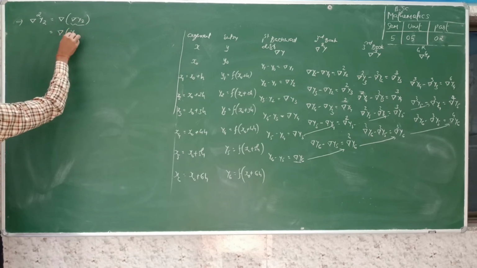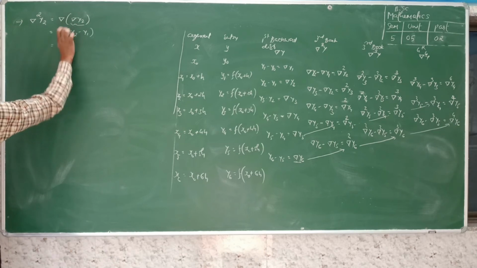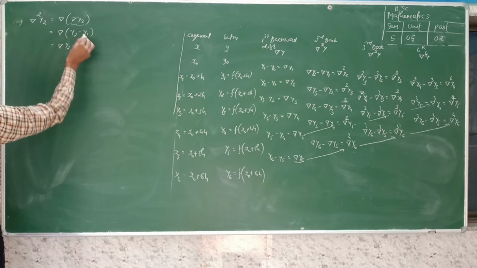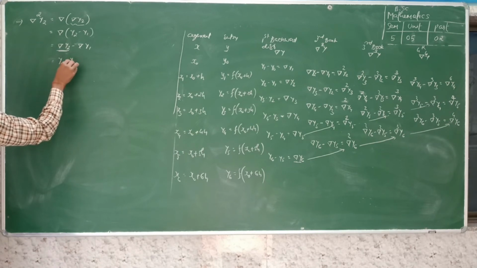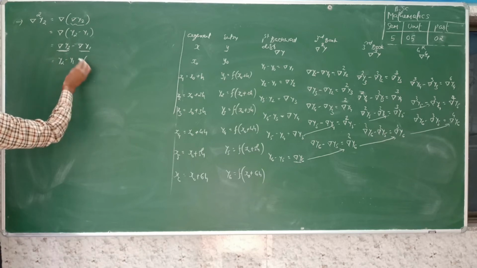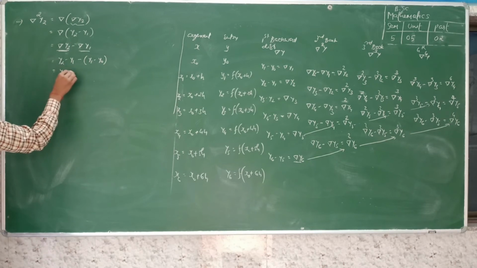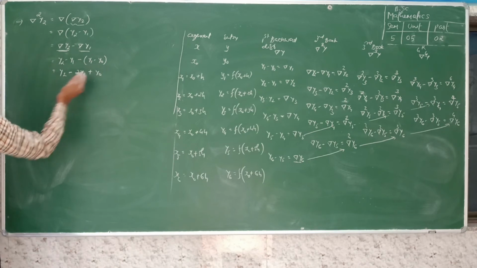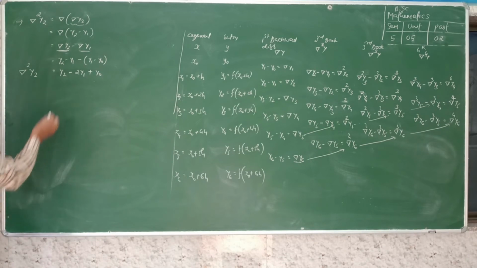Nabla y2, that means y2 minus y1. So nabla, you can solve this expression: nabla y2 and nabla y1. You can express these backward differences: y2 minus y1, and also y1 minus y0. So y2 minus y1 minus y1 plus y0, that means y2 minus 2y1 plus y0. So we can expand the second order backward difference of y2.